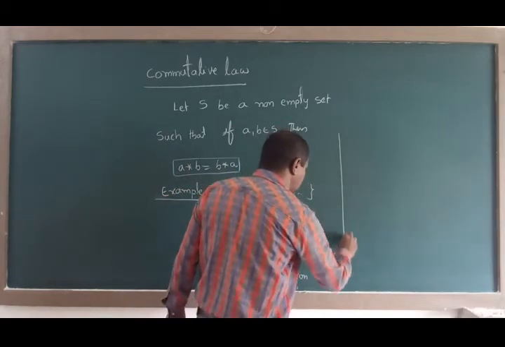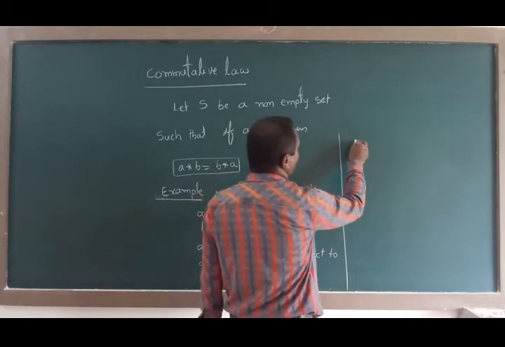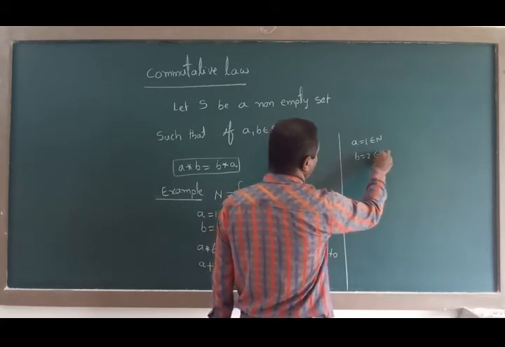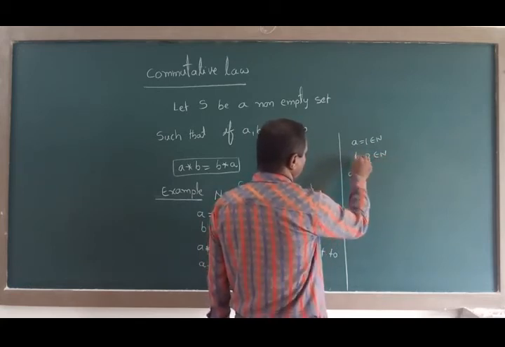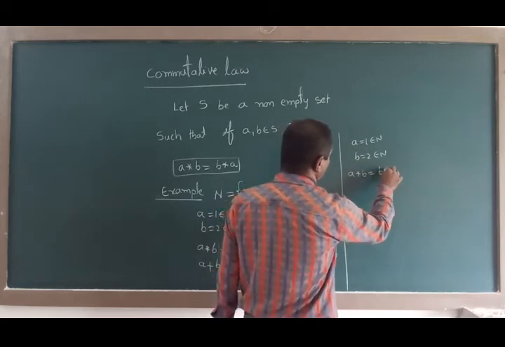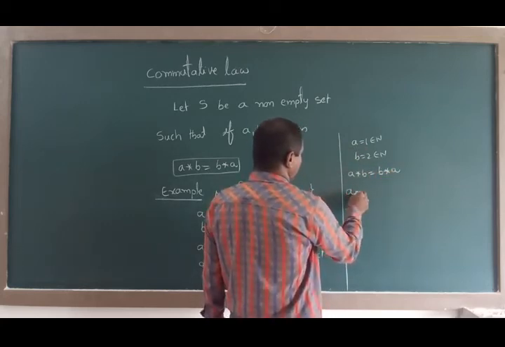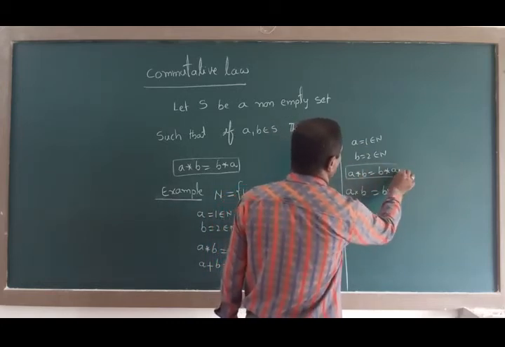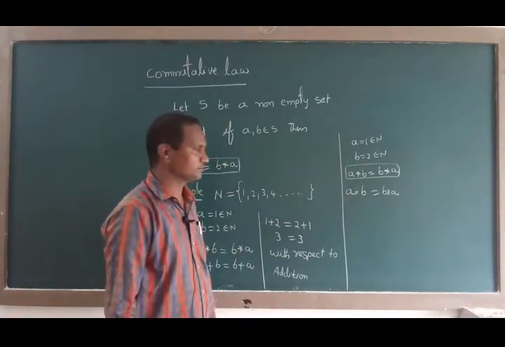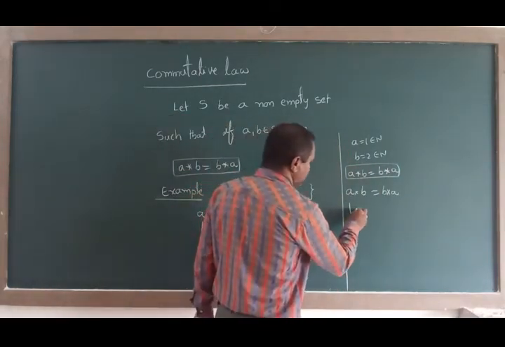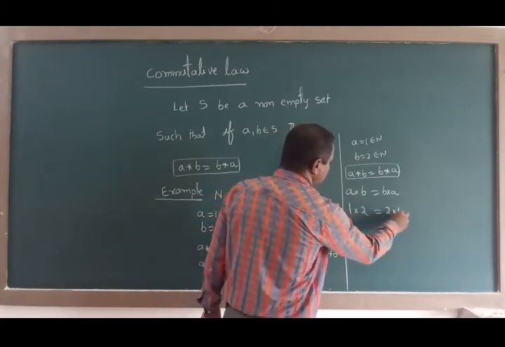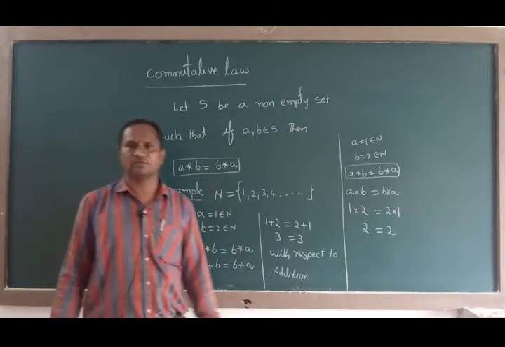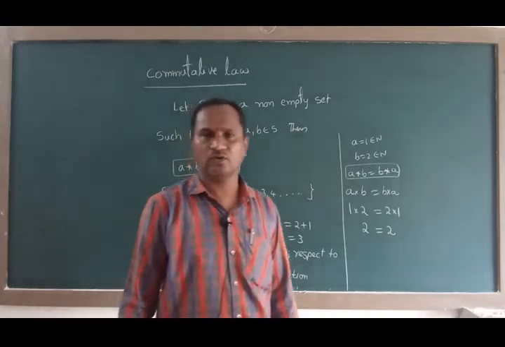Next, we can check with respect to multiplication also. A is equal to 1 belongs to capital N, B is equal to 2 belongs to capital N. A star B is equal to B star A, that is A into B is equal to B into A. How to check this commutative law: 1 into 2 is equal to 2 into 1, 2 is equal to 2. Therefore, it is commutative with respect to multiplication also. LHS is equal to RHS.